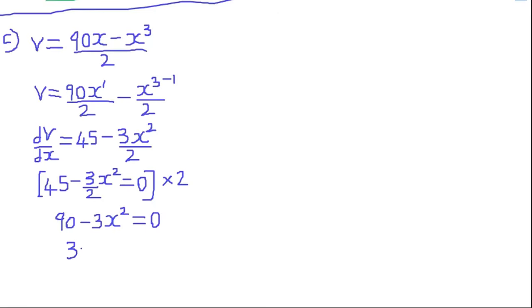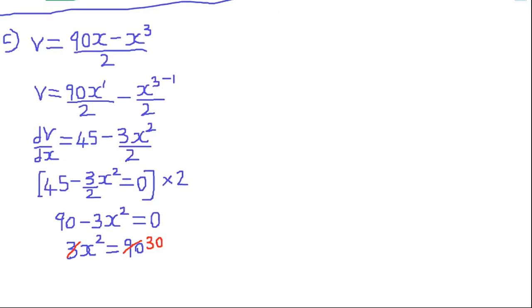So our main interest is to find the value of x. In this case, 3x squared is equal to 90. So there you can divide by 3 on both sides. When you divide 3 by 3, it will simply cancel out, and you remain with x squared. And when you divide 90 by 3, you remain with 30. So therefore x squared is equal to 30.